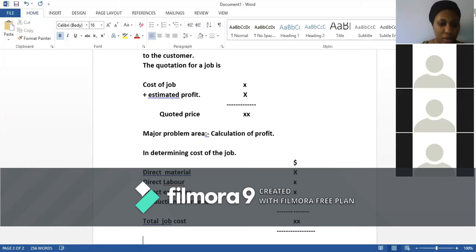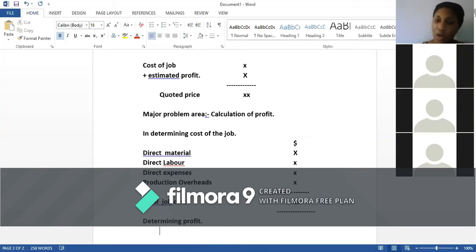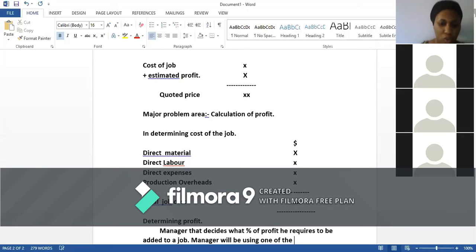How do you determine profit? Profit will be calculated based on what the organization has, two methods. In determining the profit, the manager will be looking at one of the two methods.